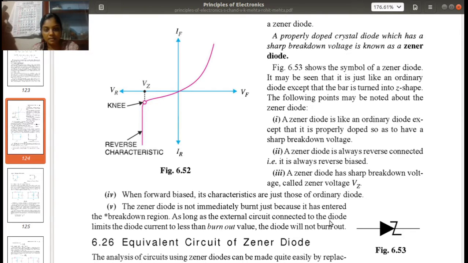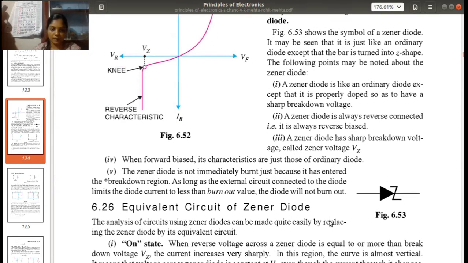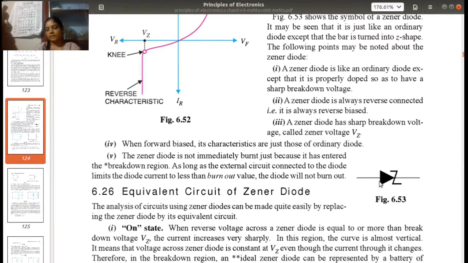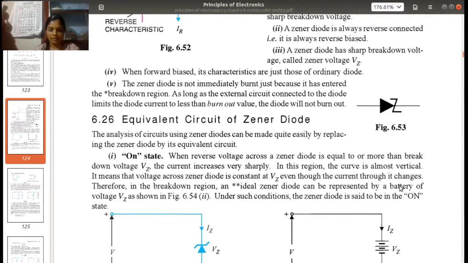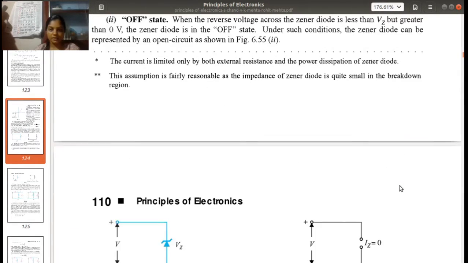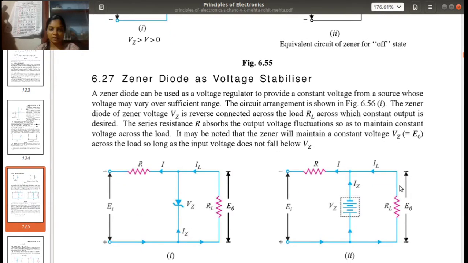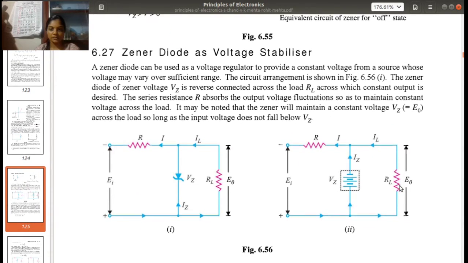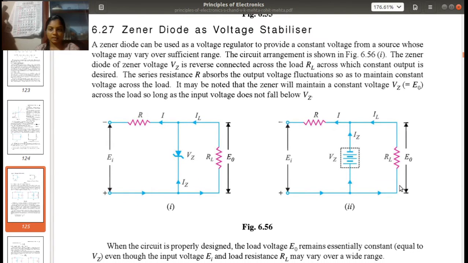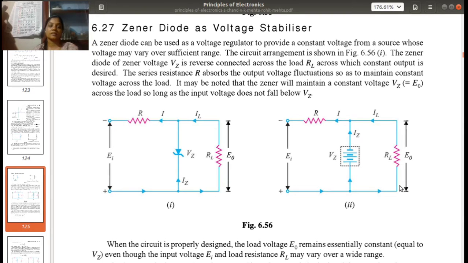That is just as we discussed before. So this is the symbol of the Zener diode, an arrowhead with a Z-shaped bar at the end. This is the symbol of a Zener diode. The particular characteristic of the Zener diode, that is, the voltage remains constant regardless of the increase of the current in the circuit, can be utilized for using the Zener diode as a voltage stabilizer.